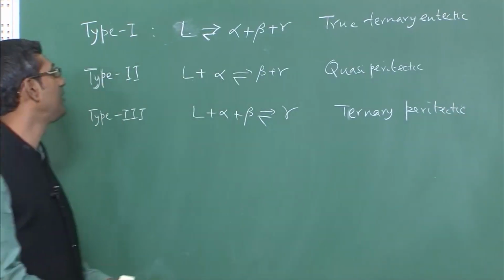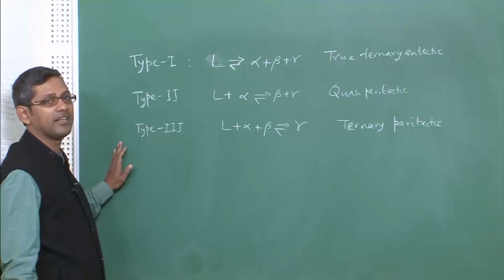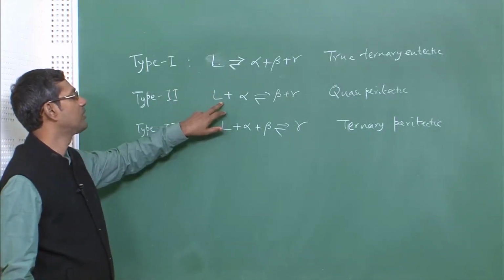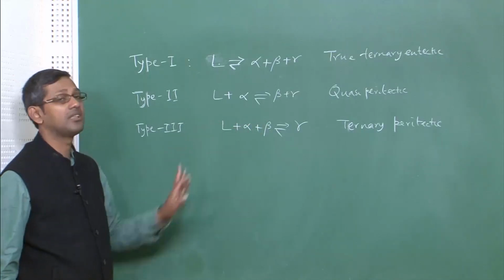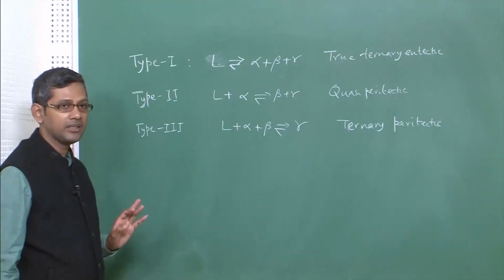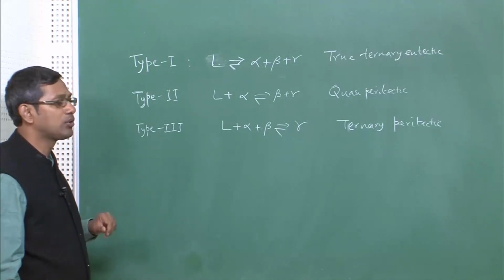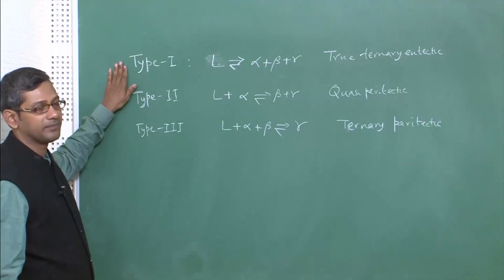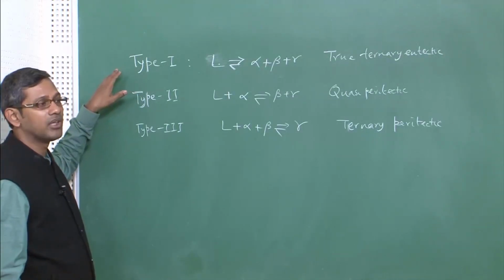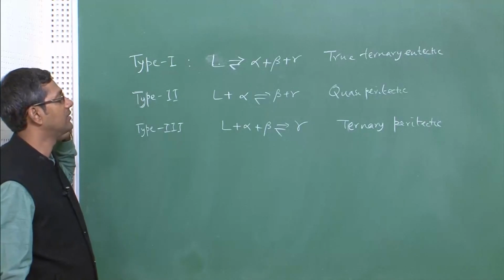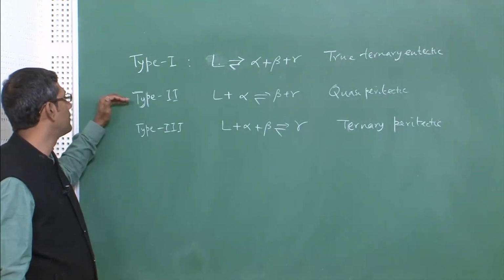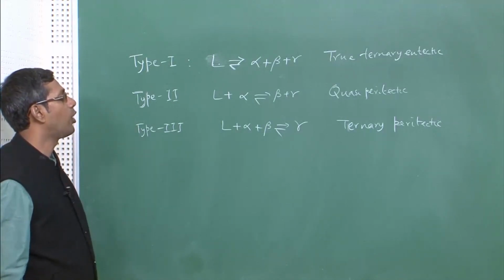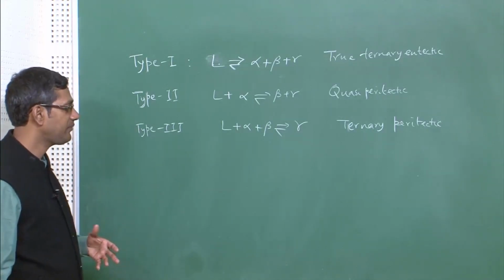So, basically there are 3 different types of 4-phase equilibria possible in a ternary system: type 1 ternary eutectic, type 2 quasi peritectic, type 3 ternary peritectic. For the sake of this course, I am going to discuss mostly the ternary eutectic, because that is observed and found in many systems. I will not discuss in detail these other two, but I will inform you in one of the lectures how the phase diagram will change, correct.